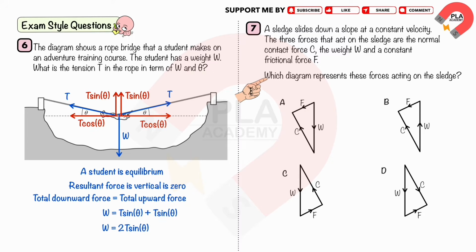Choice A is incorrect, because the arrows do not point in the same direction around the triangle. Choice B is incorrect, because the arrows do not point in the same direction around the triangle. Choice C is correct, because the arrows point in the same direction around the triangle. Choice D is incorrect, because the arrows do not point in the same direction around the triangle.